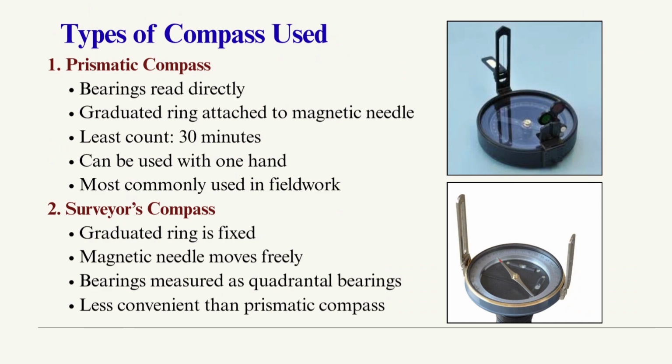Now the next type of compass is the surveyor's compass. The surveyor's compass has graduations from 0 to 90 degrees, and the graduated ring is fixed and the magnetic needle moves freely. So in this type of compass we use the quadrantal bearing. Nowadays it is outdated. So the prismatic compass is used more as compared to the surveyor's compass.